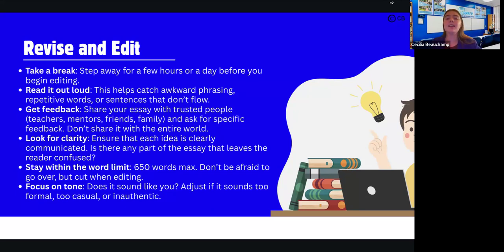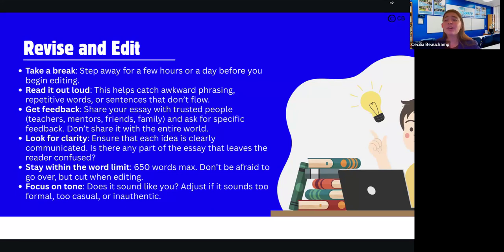And then the last thing is focus on tone. We've talked about this a little bit, but just make sure, does it sound like you when you're reading out loud? Does this sound like me? And adjust it if it sounds too formal, if you have too many of those thesaurus words, or if it's too casual. You want it to sound like you, but make sure you're not like, sup, bro. Yesterday I went to the park and I hung out with my boys. Don't do that. Find a good in between there.